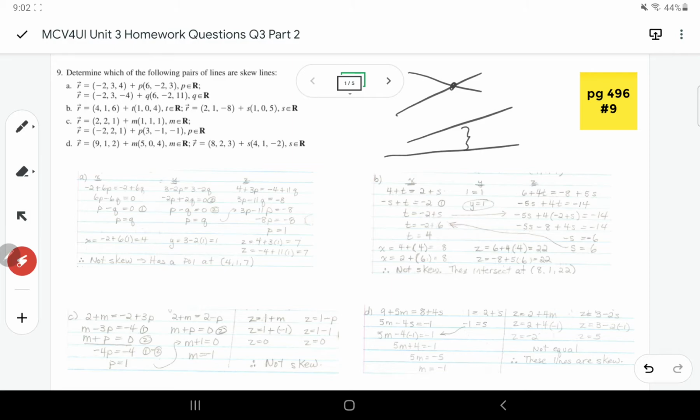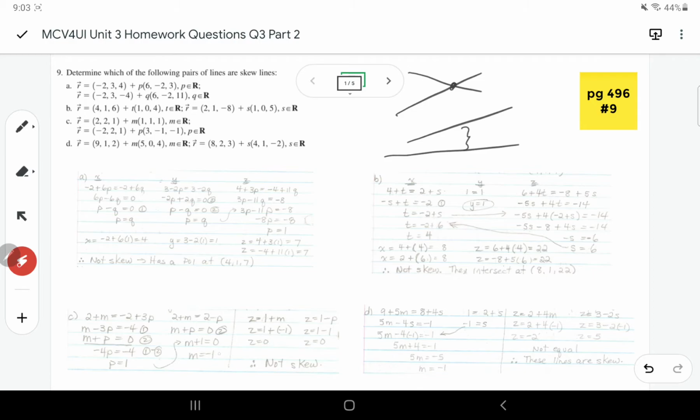For part C, we have, again, setting the x equations and the y equations equal to each other, solving this system of two equations and two variables. We get p equals 1 and m equals -1, and then you have to check, does that work in the z's? So I'm plugging in -1 for m and +1 for p, and the z is both 0 in that case. So I think this has been cut off, but you would also, these are not skew.